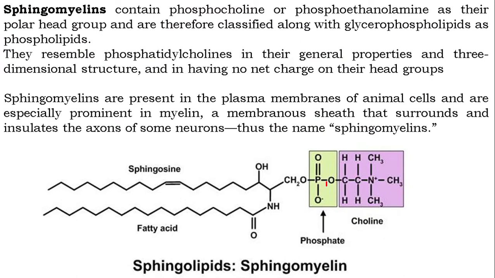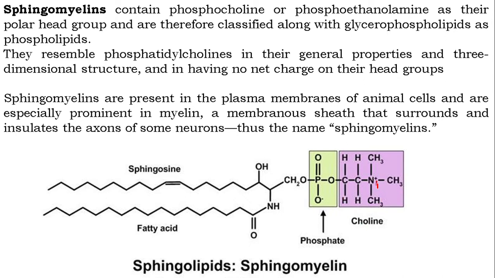Coming to sphingomyelins, what's a sphingomyelin? We found just now in the previous slide what a sphingomyelin is. They contain a phosphocholine or phosphoethanolamine as their polar head group. You see, this is the sphingosine. Here is the fatty acid. Here there is the phosphate group attached. Onto the phosphate group is a choline attached.